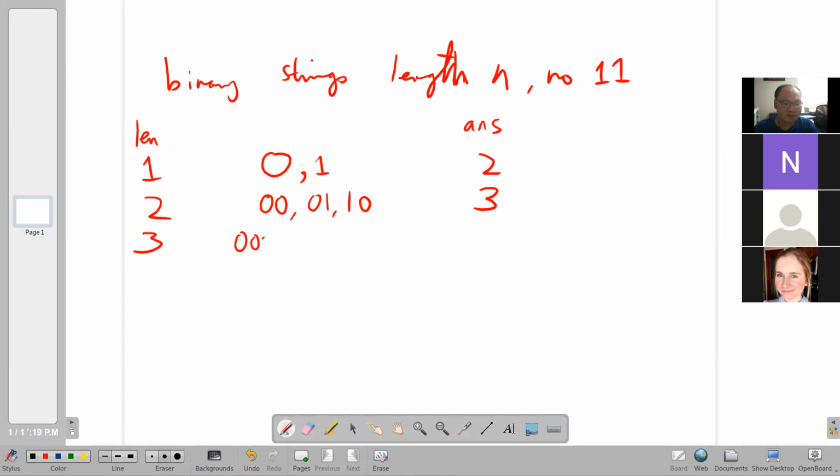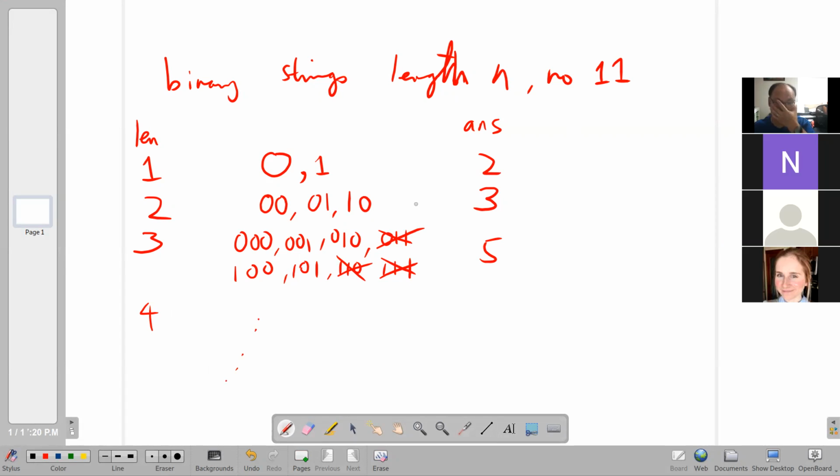For length 3, there's 0 0 0, 0 0 1, 0 1 0, 0 1 1 doesn't count. Okay, I'll write 0 1 1 anyway and cross it out. 1 0 0, 1 0 1, 1 1 0, 1 1 1. These two don't count, so the answer is 5. Okay, and then you can try to do more and try to find a pattern.